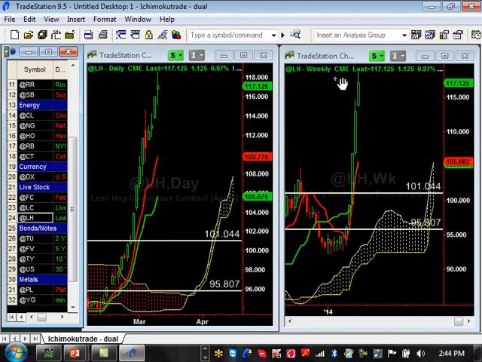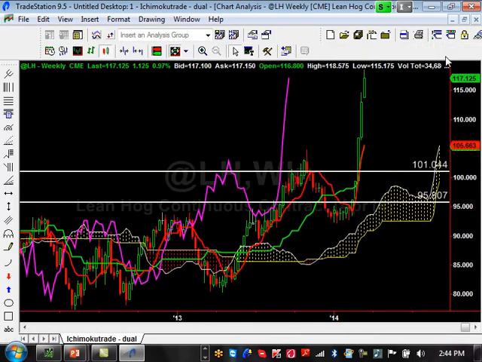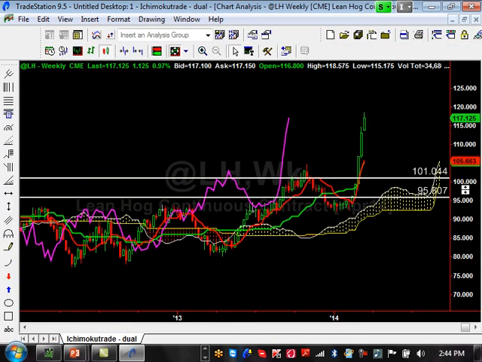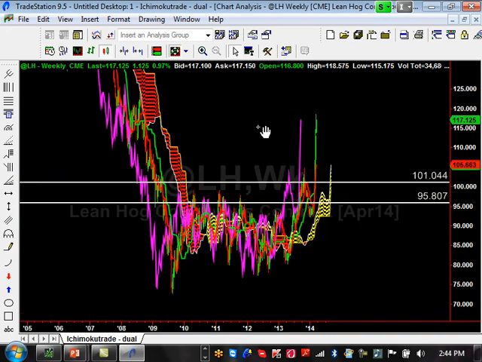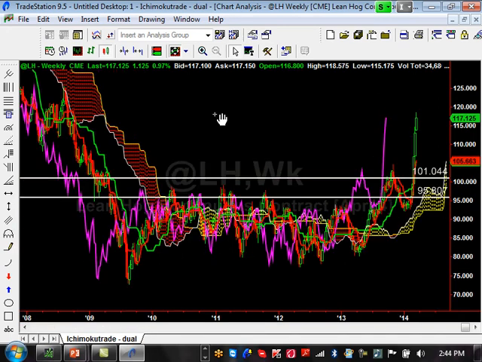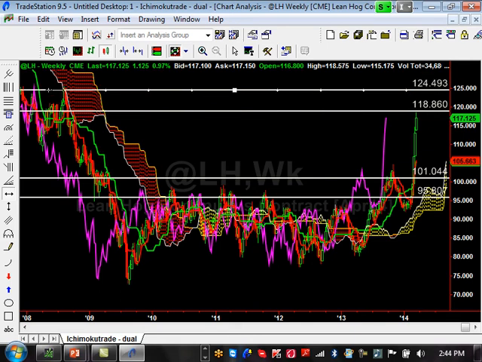Lean hogs also have very much broken out here, and you can see it making all highs here. If we zoom out, you can see that it's actually coming up to these resistance levels up here. Let's mark some off now to see exactly where this thing can end. And if you look here, we're at one resistance level here, the next one is going to be about 124.49.